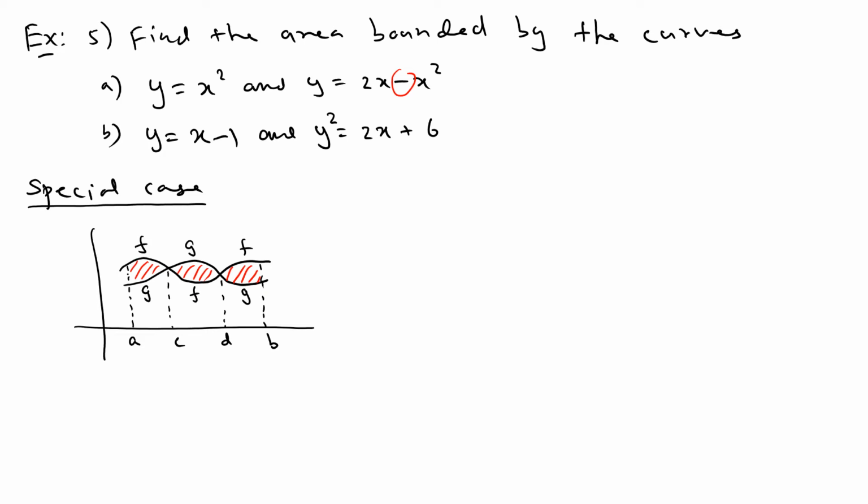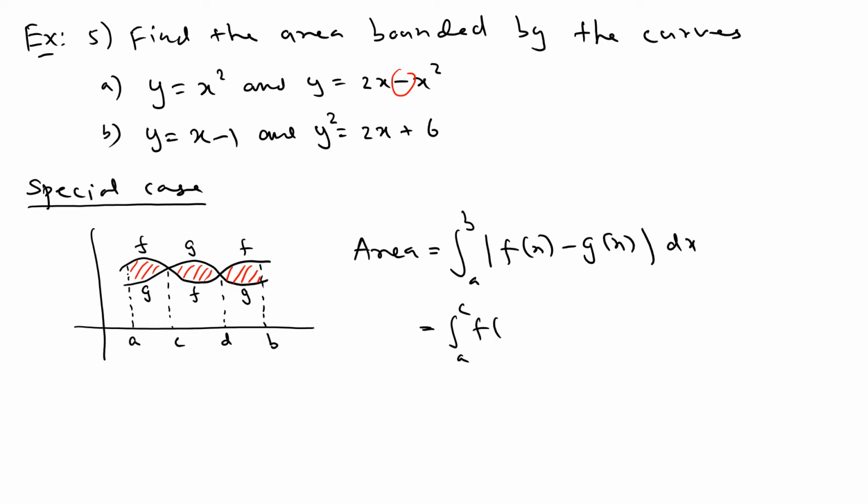Okay, so if you have the area problem, the area is now going to be the integral from a to b of the absolute value of f(x) minus g(x) dx. This always works. But the problem is when you try to integrate this one, you can't just integrate like this. You have to split the integral at those intersection points. So you're going to do the first one, a to c. The top curve is f(x) minus the bottom curve g(x).